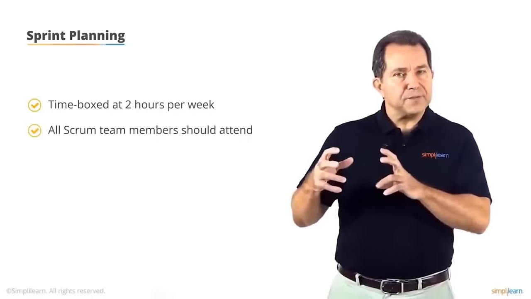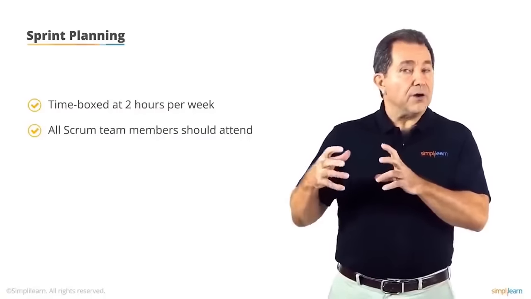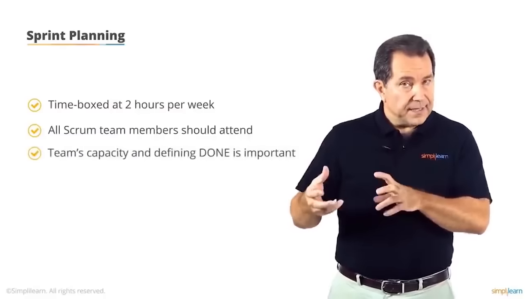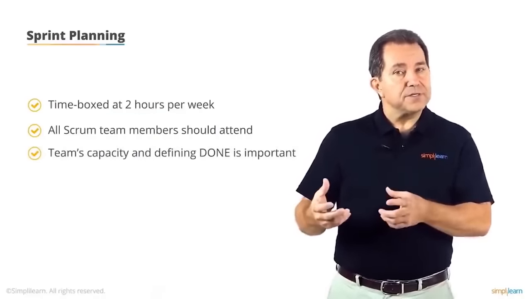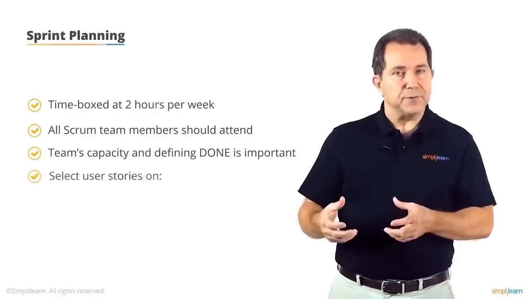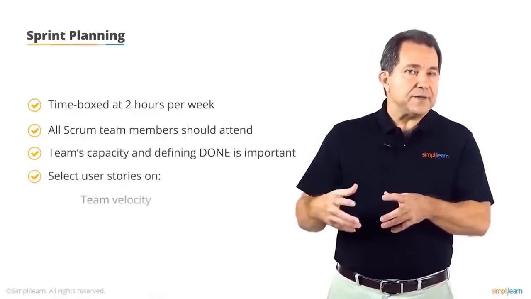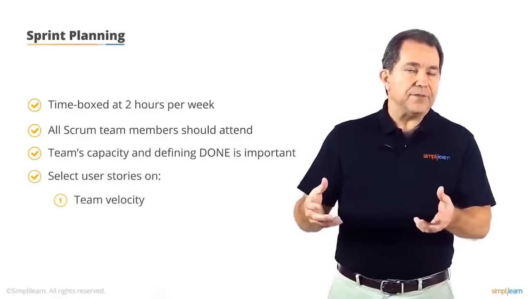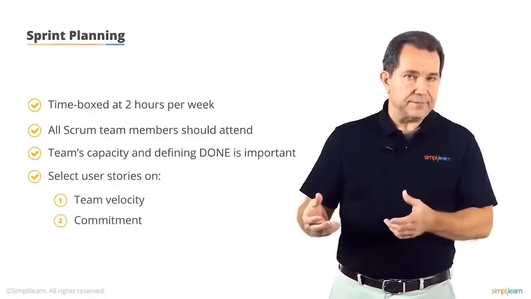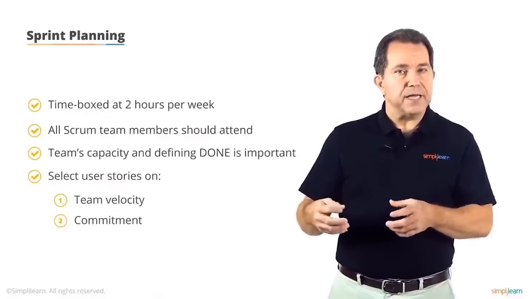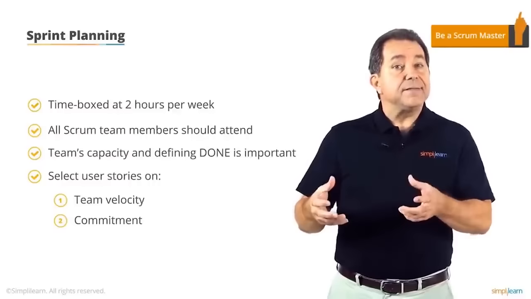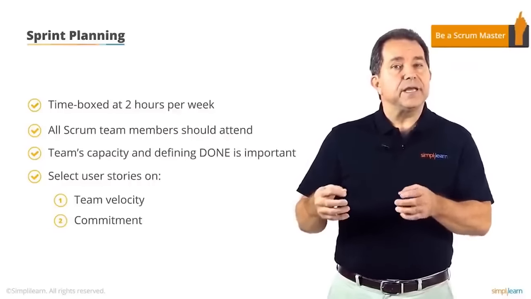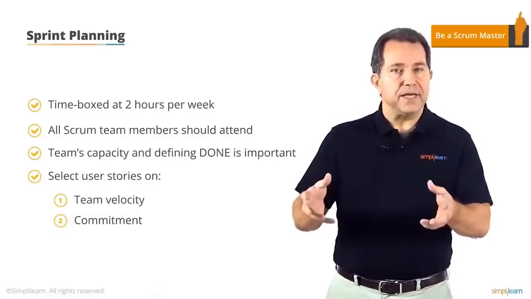The most important aspects of this meeting are the team's capacity and the definition of done. There are two approaches to selecting user stories for a sprint. One is based on the velocity of the team. The other is commitment-driven. Team buy-in is critical, and the goals of the sprint should be clearly understood, and the desired outcome should be clearly articulated with the definition of done.